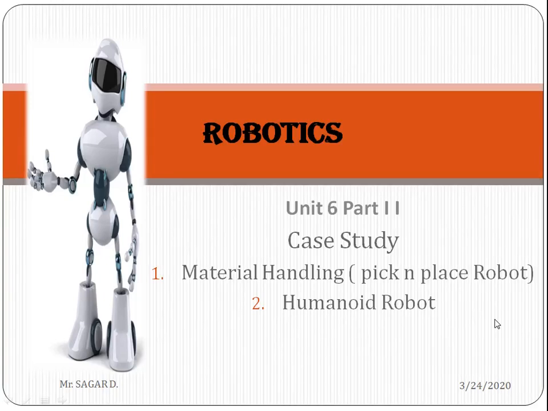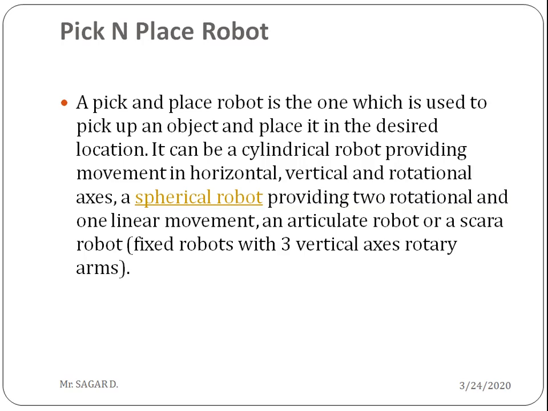Hello friends, we will discuss part 2 of unit 6. In part 2 there are two case studies, that is a material handling robo, also called the pick and place robo, and humanoid robo. So first we will discuss material handling robo. It is also called the pick and place robo.